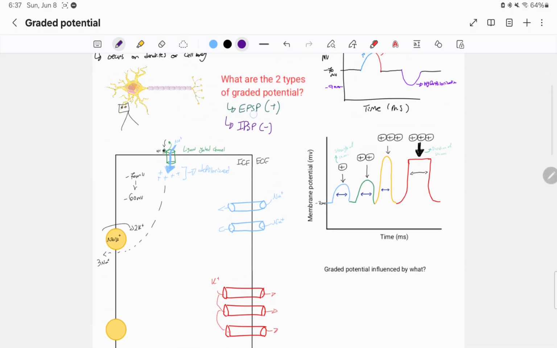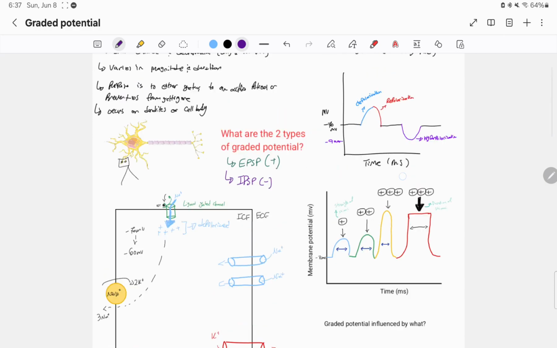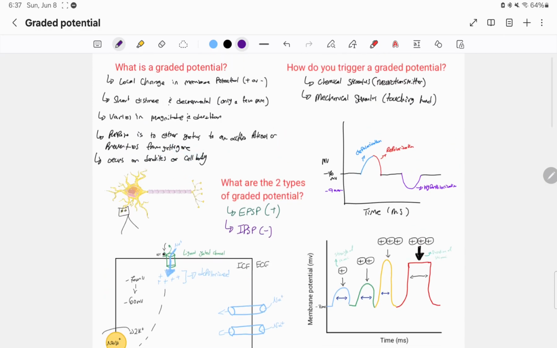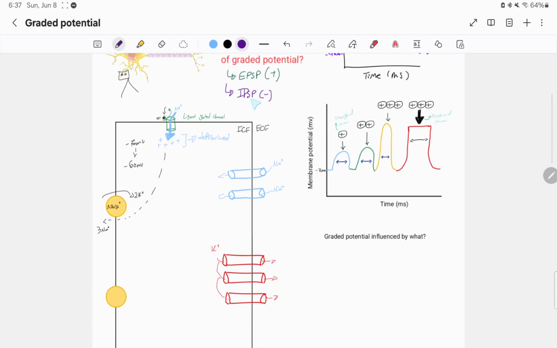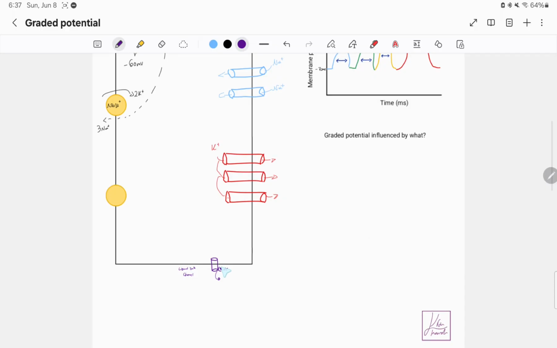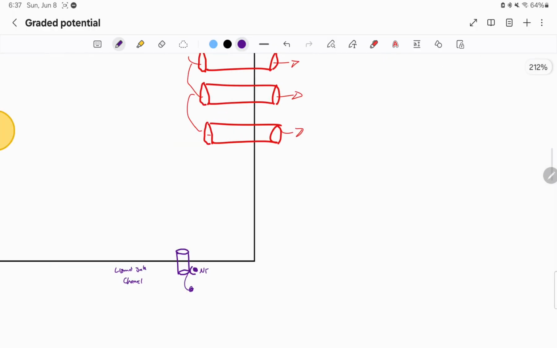Because remember, an IPSP does what? It hyperpolarizes. It makes the membrane more negative to prevent us from getting an action potential, whereas an EPSP depolarizes to get us to a threshold potential, okay, so that we can reach an action potential. So for this IPSP that we're trying to cause, well, we don't require two things to happen. I should rephrase that. In order for an IPSP to happen, we have to make the cell negative. How do we make the cell negative?